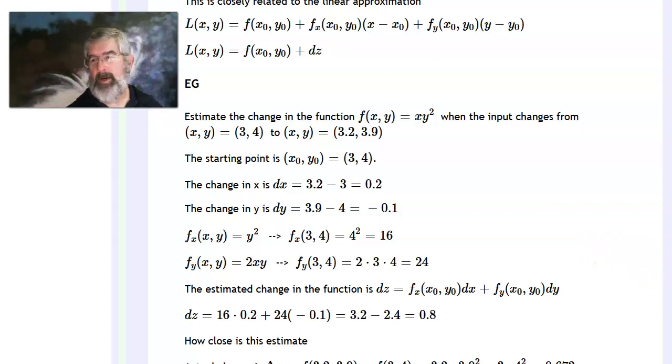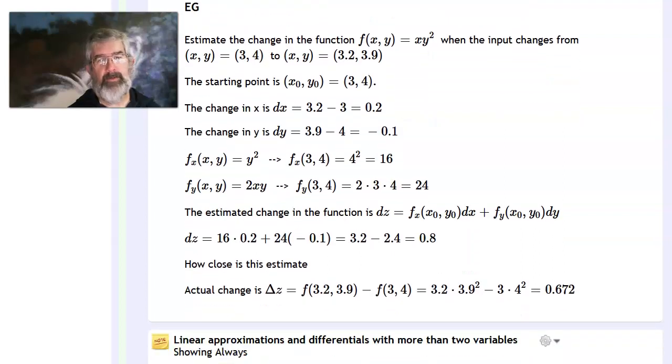And just to figure out how close that actually is, the actual change would be the function value at the end point minus the function value at the starting point, and plugging them in, I get 3.2 times 3.9 squared minus 3 times 4 squared, which is 0.672. So my estimate was 0.8, the actual change was 0.672.